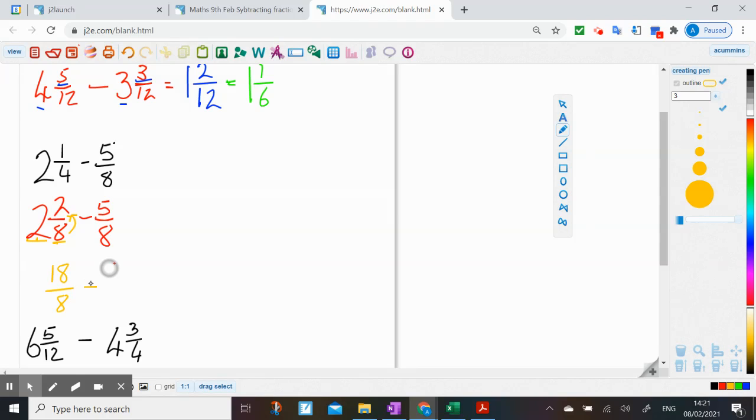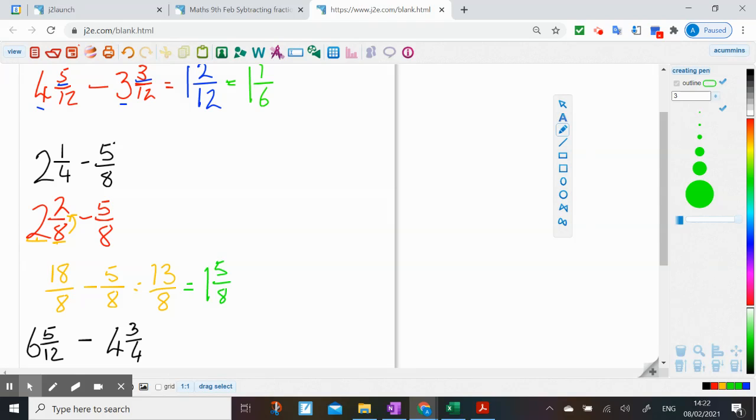And now we're going to subtract 5/8. Now hopefully you can see that that is much simpler to do. 18 subtract 5 leaves 13/8. Quick check, is that as simple as you can make it? Of course not. We can now convert back to a mixed number. If you did 13 divided by 8, you should get 1 remainder 5. So going back to a mixed number, we get 1 and 5/8.